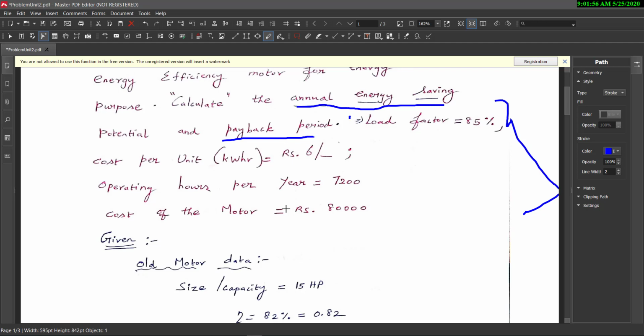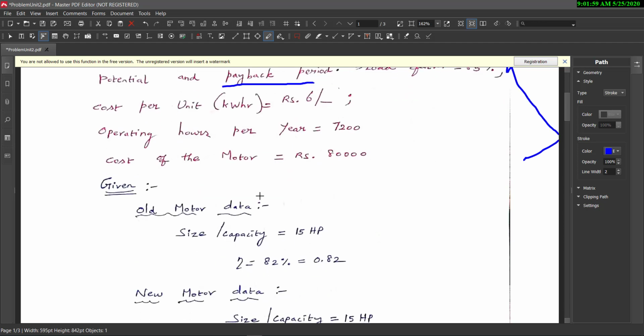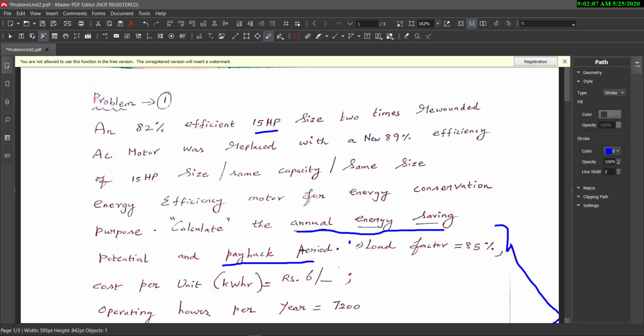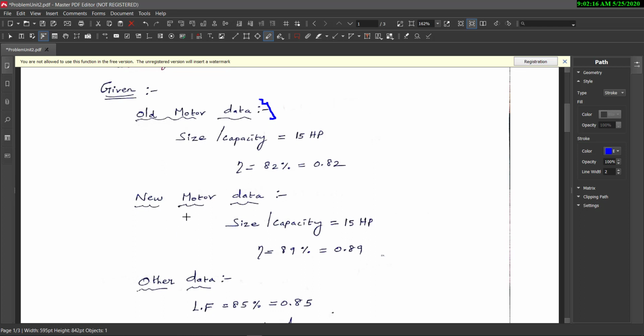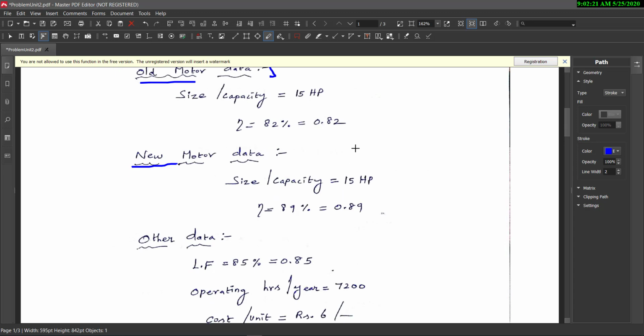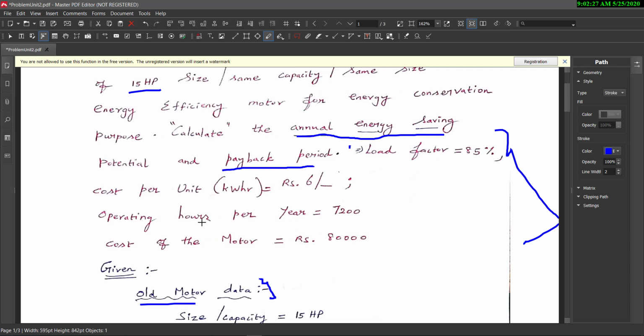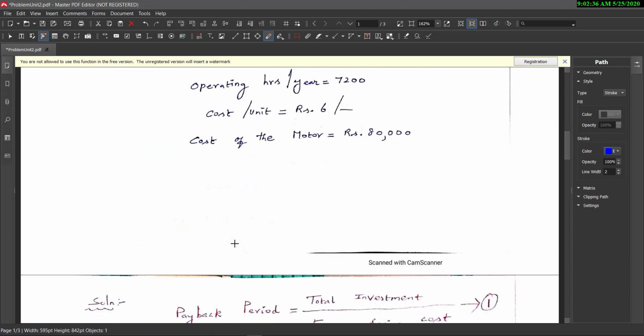Let us first write the given data, that is the old motor data. What are the old motor data? Size is given, 15 HP, and efficiency is 82%. Similarly, for the new motor, 89% efficiency and 15 HP power are given. This is the old motor. And the other data are mentioned here: load factor, cost per unit, operating hours per year, and cost of the motor.